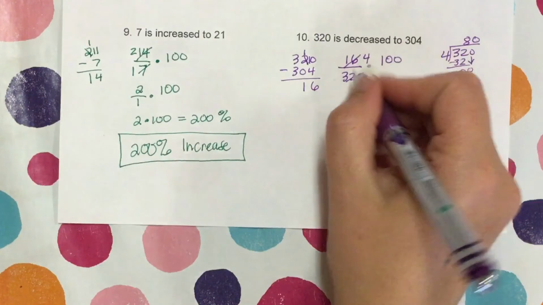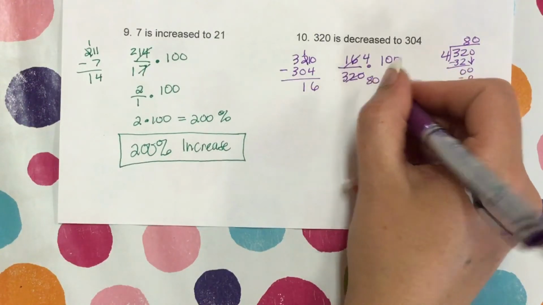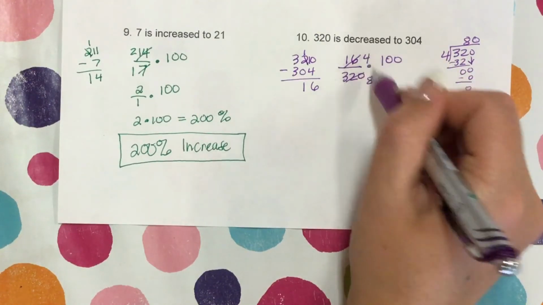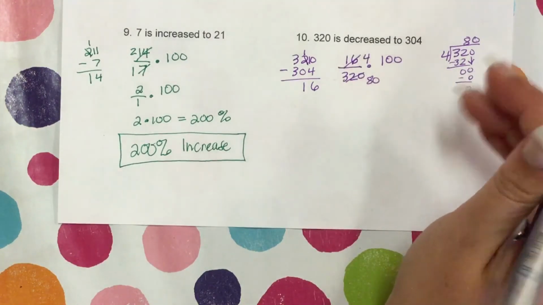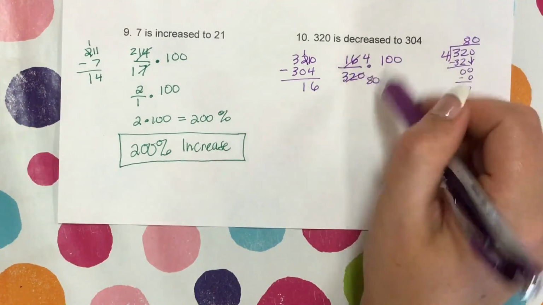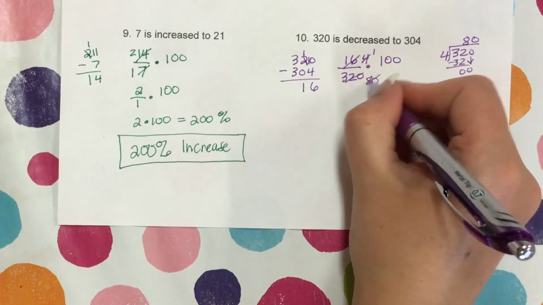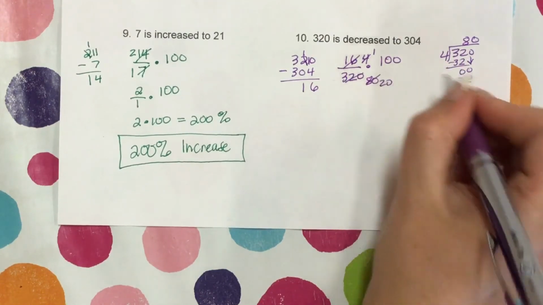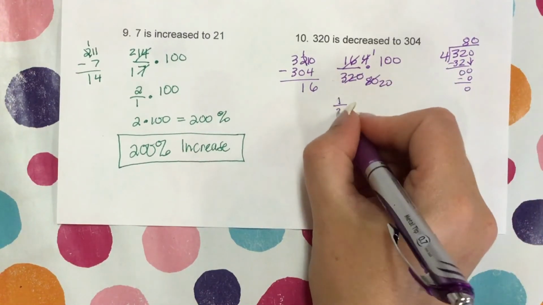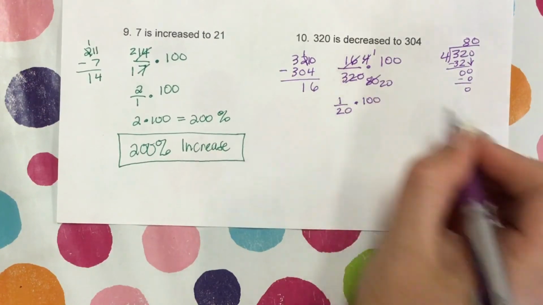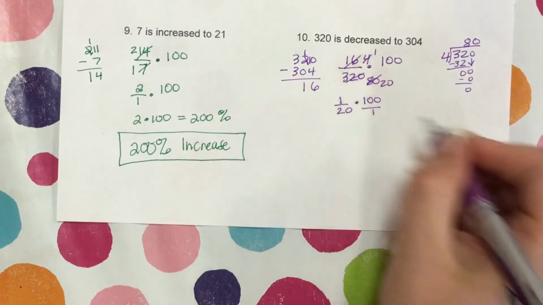So now I have 4 over 80. Now, I'm pretty sure that there is something that goes into both of those. I think 4 does. 4 goes into 4 one time. 4 goes into 80 20 times. So we end up with 1/20 times 100. I'm going to make this 100 over 1.